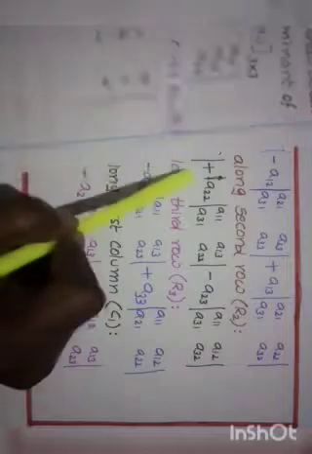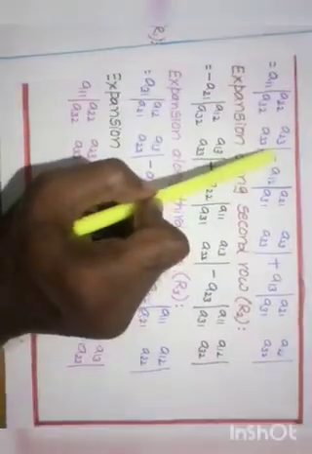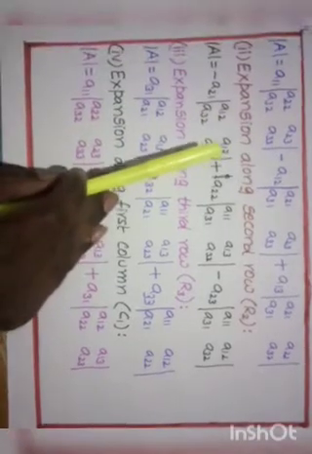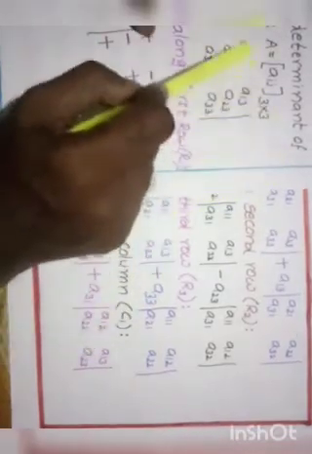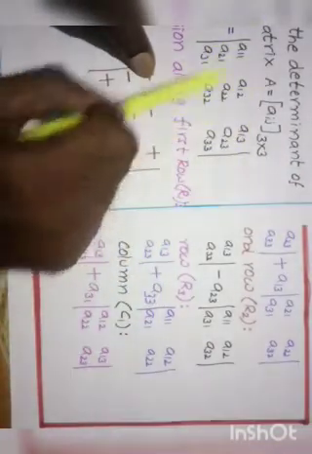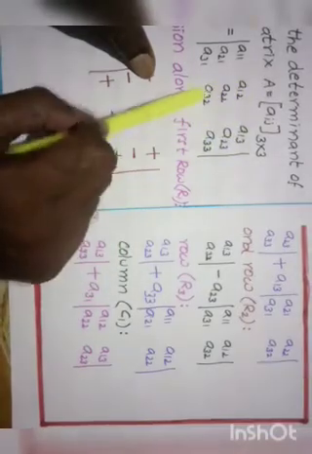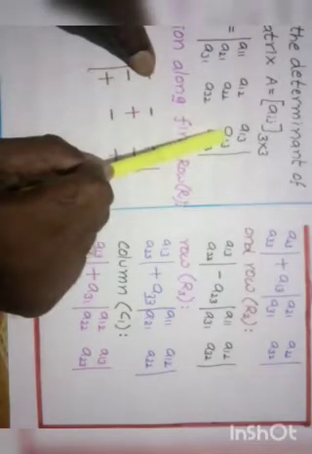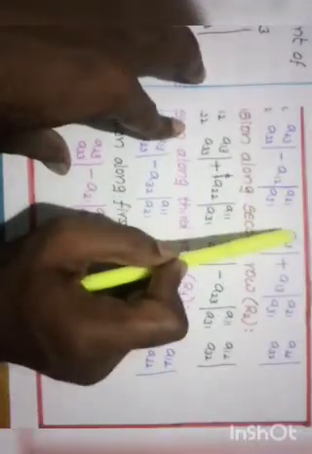Now, next, what is the symbol here? Minus. So we keep minus here. Next, the second element A12. After taking this element, we close the first row and second column. By closing them, what elements will be left? A21, A23, A31, A33. We write its determinant here. Understood this term, my dear children?